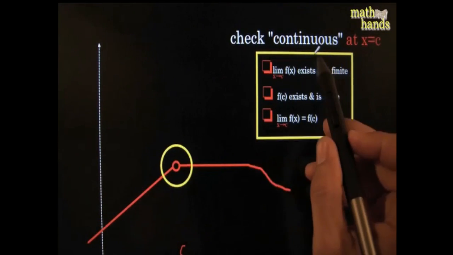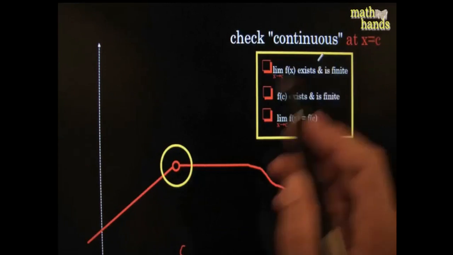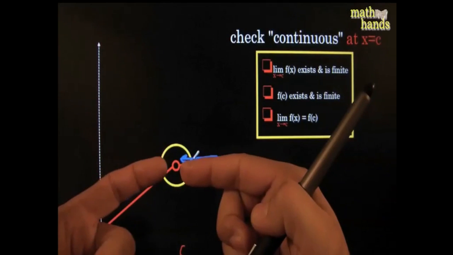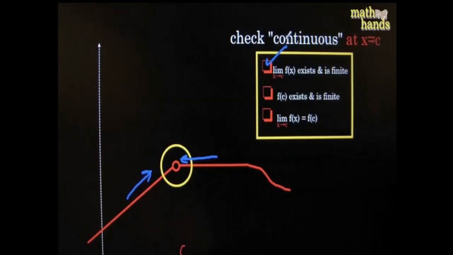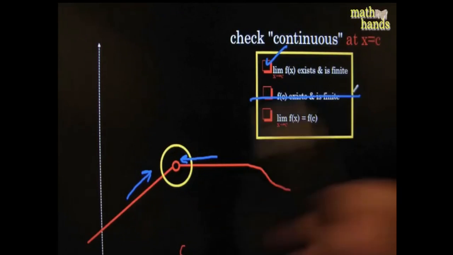Okay, check to see if it's continuous at C. Does the limit exist? Okay, as you go from the left, no problem. From the right, no problem. They match and they're finite. Yes, check. Does f of C exist? Nope, it doesn't exist. Okay, then it's not continuous.